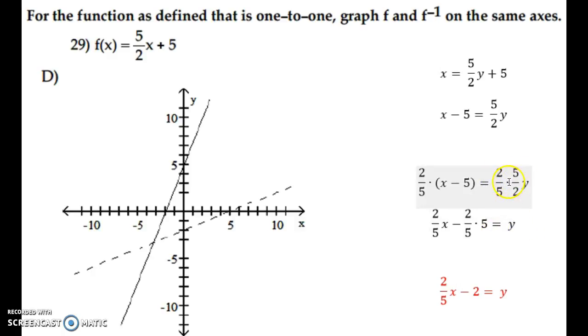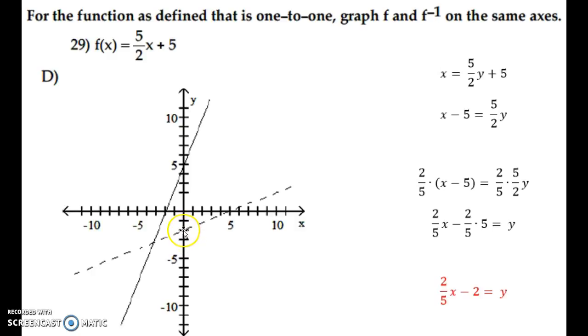Over here, this would reduce to 1, so it just cancels out to just a y. And here, 2/5 times 5 would reduce to just 2. So now we have this equation here for our inverse function. So our y-intercept is -2, and our slope is up 2, right 5.